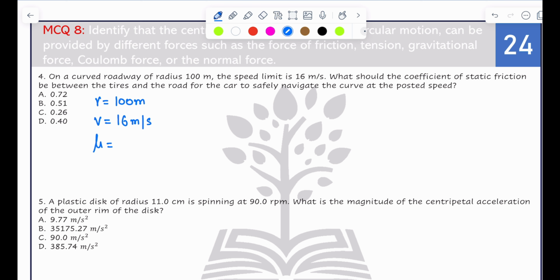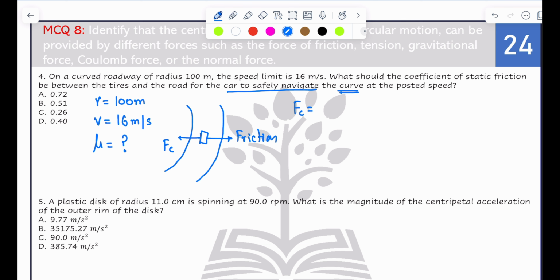We need to find the coefficient of static friction between the tire and the road, for the car to safely navigate the curve. As I told you in the previous question, whenever the car moves in a circle, there are 2 forces. One is friction, yes or no? And one is FC, centripetal force. And both are equal. So equate them.